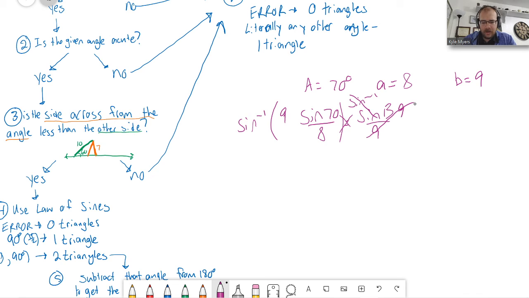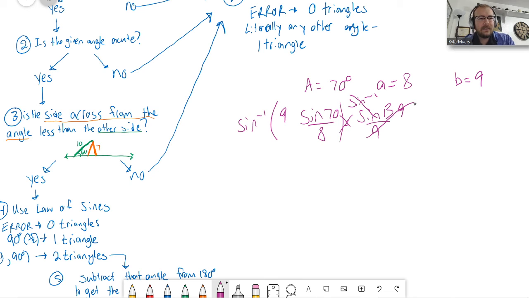Of course, when you're typing this into your calculator, make sure you're in the right mode. I'm in degree mode, so we're good here. Sine inverse of 9 times sine of 70 over 8, close parentheses, enter. I get an error, which is not spelled out on my calculator. I'm using a TI-84 Plus here, and I get an ERR. But I get an error, so that means that what I just created here doesn't actually result in a triangle at all. All right, so that was the end of that problem.